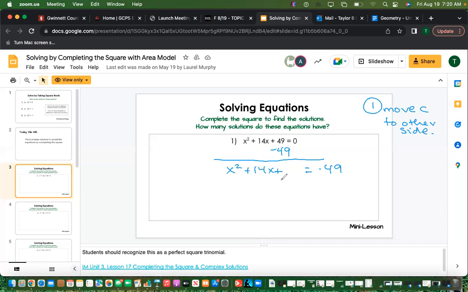That's our first step. Now, our second step is going to be take your B term, divide it by 2, and square it. So our B term in this instance is 14. We're going to take 14, divide it by 2, and then square it. Well, what's 14 divided by 2? And 7 squared is? Okay, so 49. So we're going to add 49 to both sides.